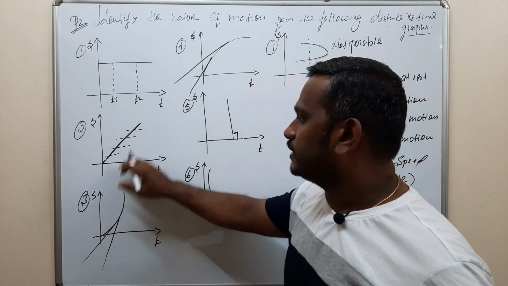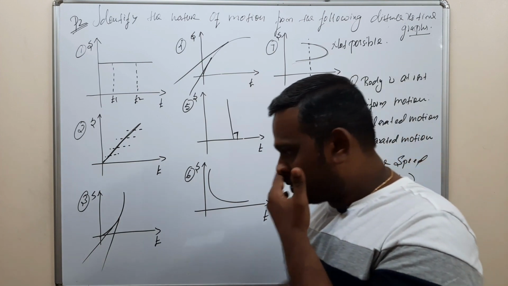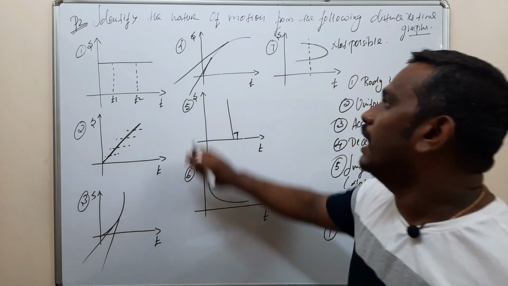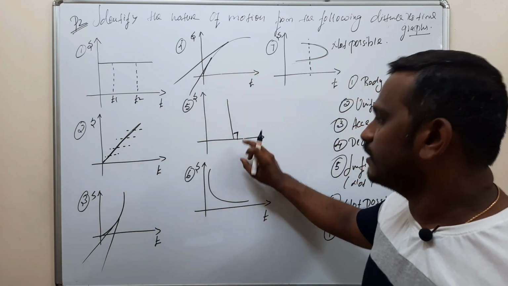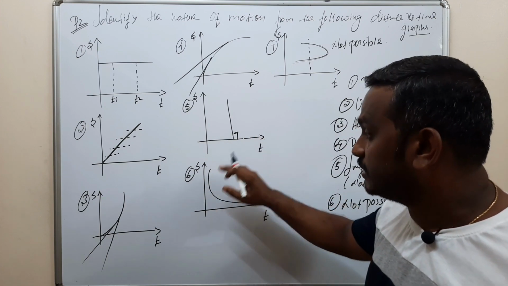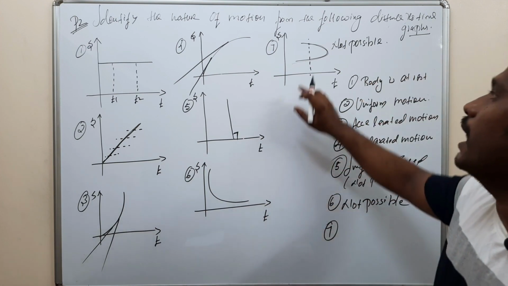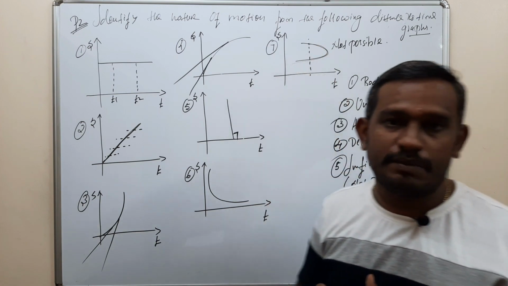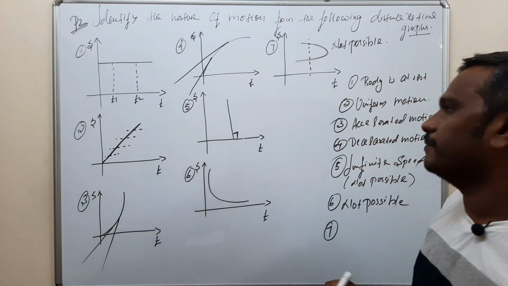The second one is uniform motion, that means constant speed. The third is accelerated motion. The fourth graph is decelerated motion. The fifth one is infinite speed, not possible. Sixth one, as the time increases, distance covered by the body decreases, it is also not possible. And the seventh one, at a particular instant of time the graph shows the body covers two distances, that is also not possible.